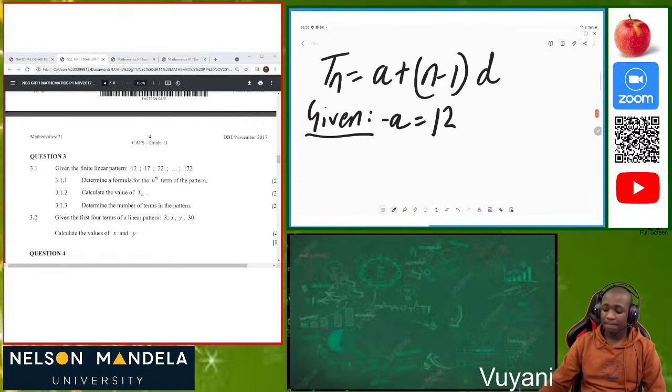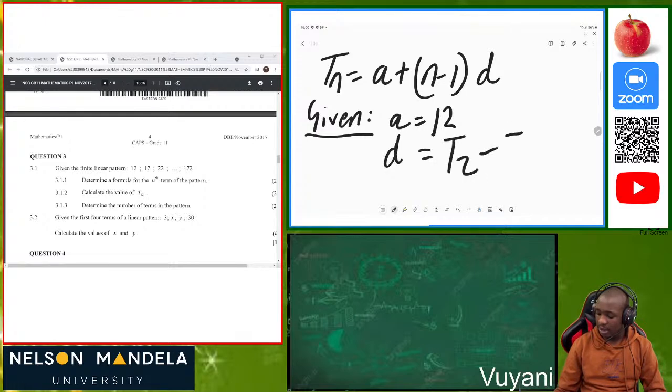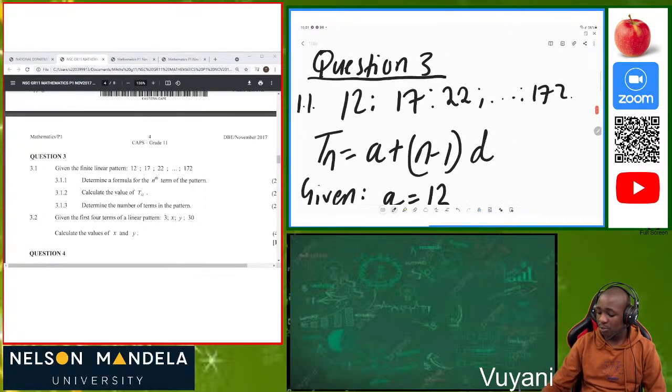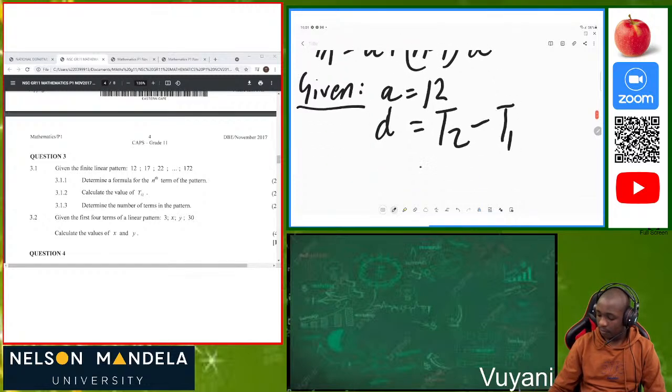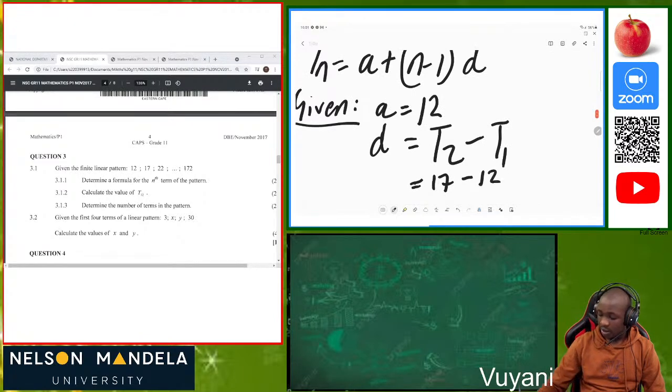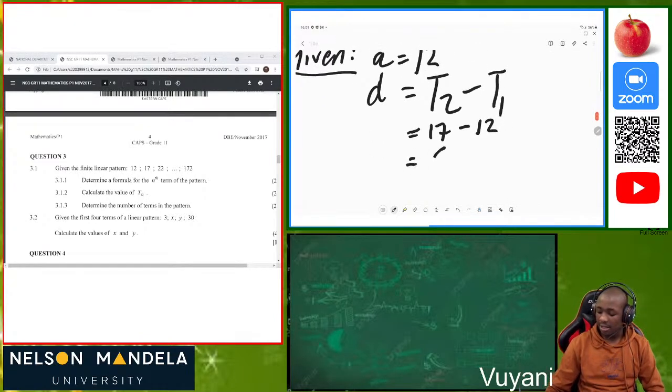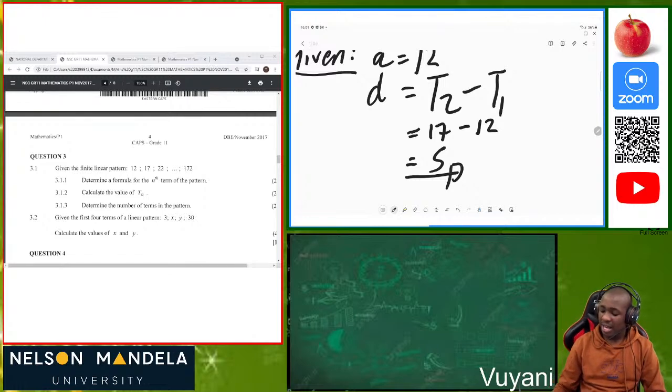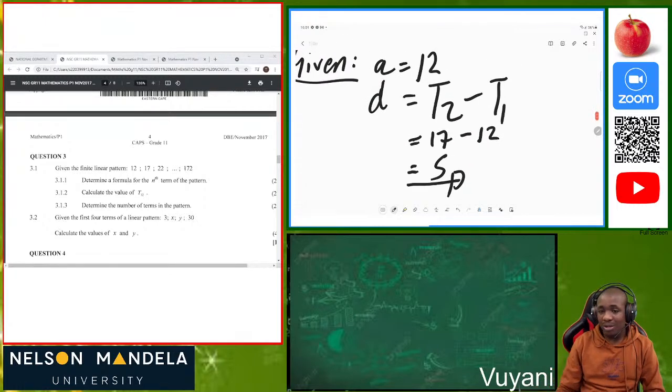And what is our d? Our d in this instance is supposed to be term 2 minus term 1. We said that earlier. So our term 2 is 17 minus term 1, which is 12. Then 17 minus 12, you get your answer, which is 5. So now we have a and we have d. This is not necessary, which I just wrote right now. It is for you to understand, to have a clear view of where our a is coming from.